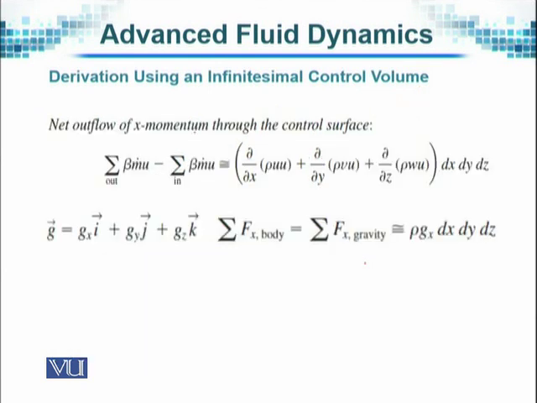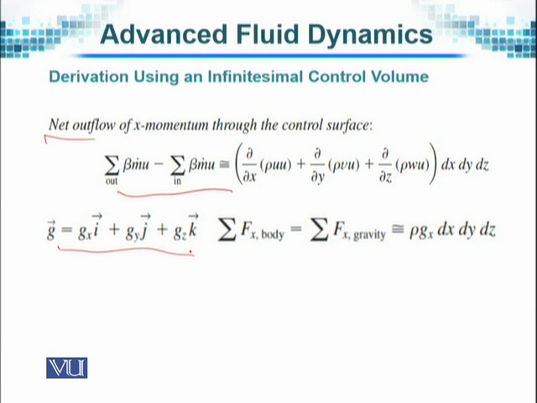The net outflow of x momentum, that is, outflow of the momentum in the x direction through the control surface, will be the value of the momentum at the exit minus what it was at the inlet point. The difference of the two will give us the change in the outflow, what we call here the net outflow through the control surface.